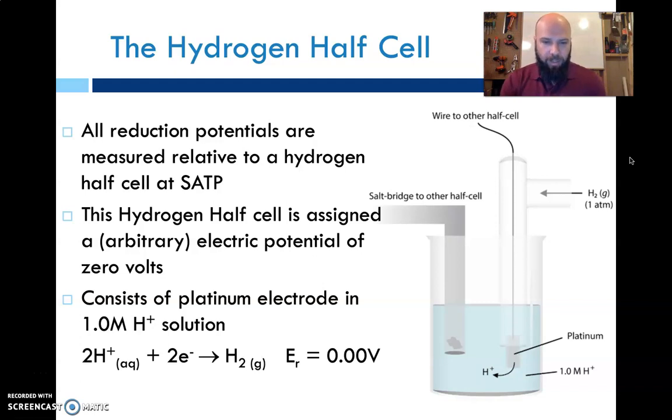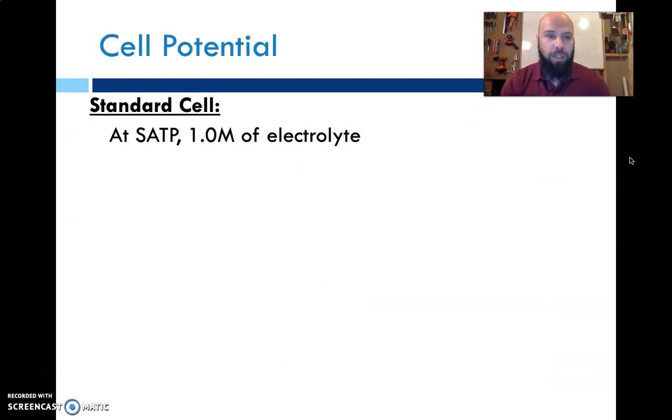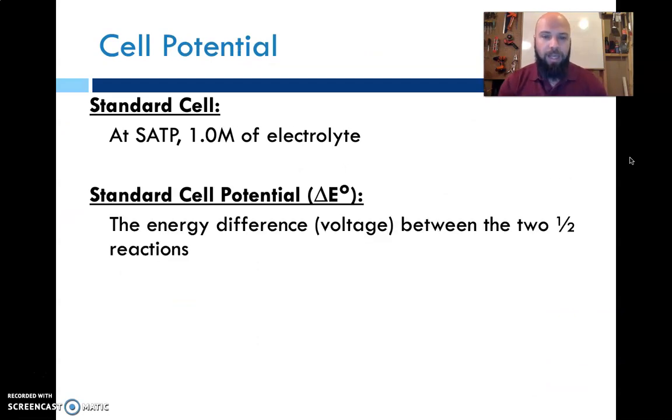Given this reaction, where the reduction potential of the ions becoming a gas is 0 volts, you then measure the cell potential against the hydrogen half cell by taking any other half cell and seeing what the voltage may be. We're going to do a couple examples and I'll talk that through.